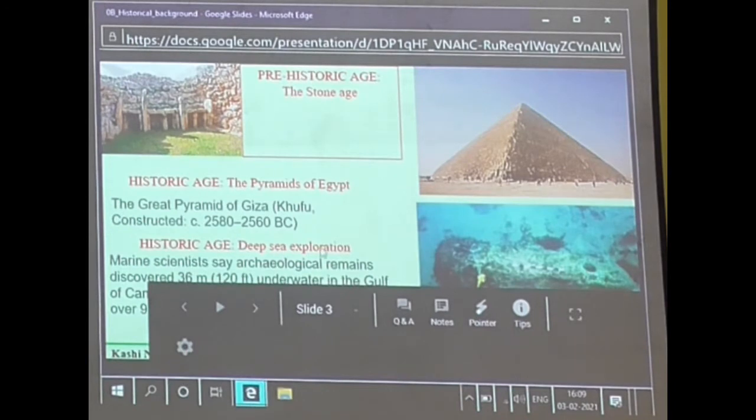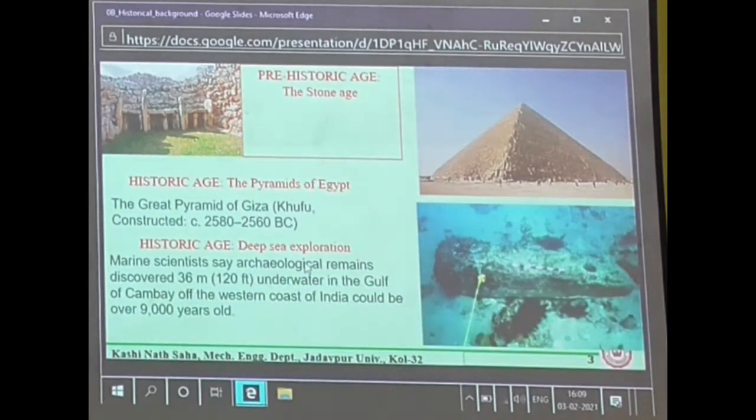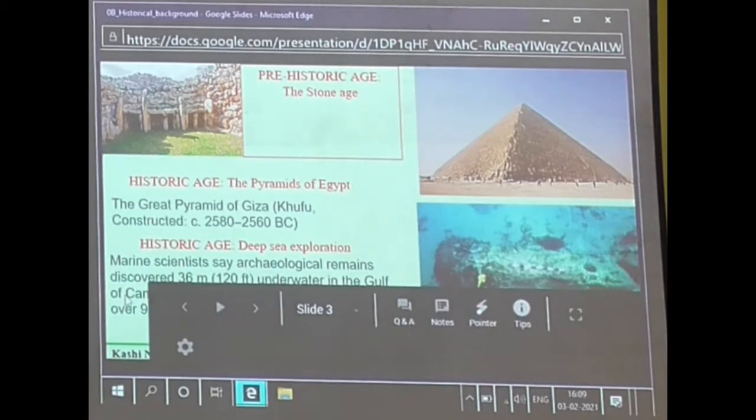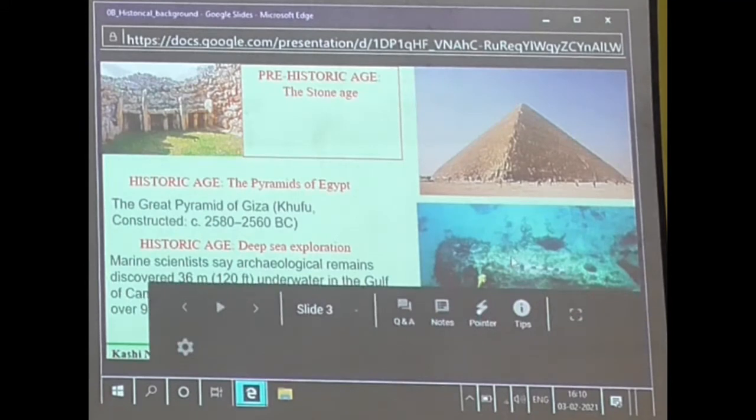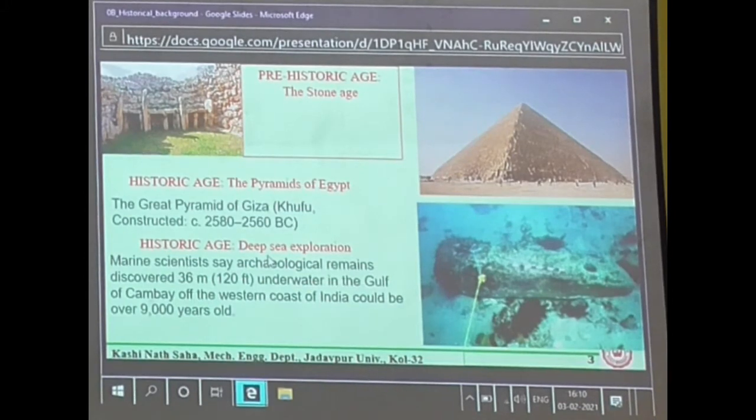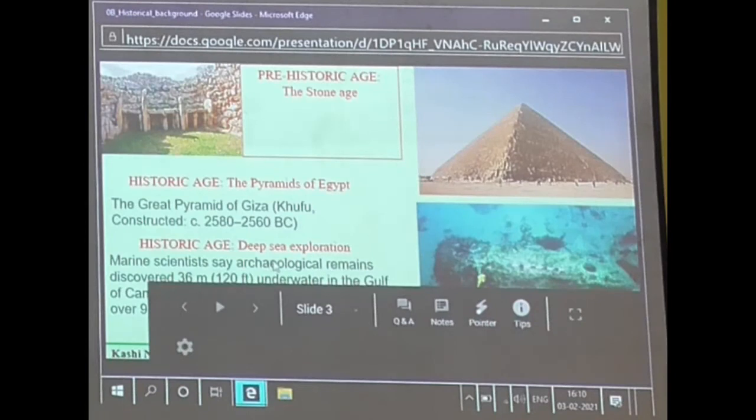Then there are some other explorations. So such pyramidal structures are available in deep sea as well. So here what is shown is basically an archaeological remains. This is found in the Bay of Cambay. This is western coast of India, and this place is known as the Vet Daruka. Now there is a city, Daruka, the modern city, and it is called that this old Daruka city was at the time of Lord Krishna. Now it is under sea.